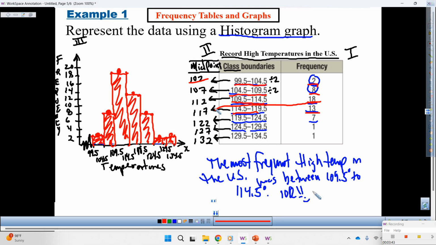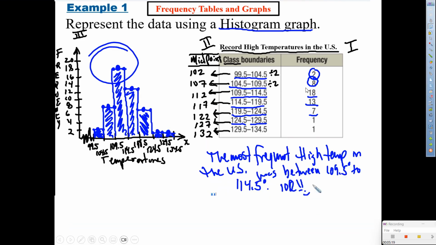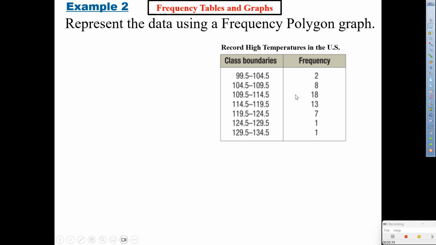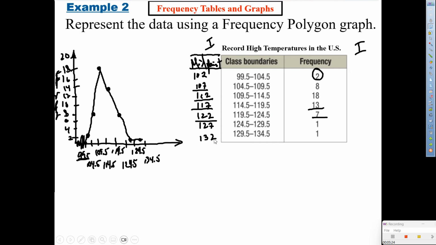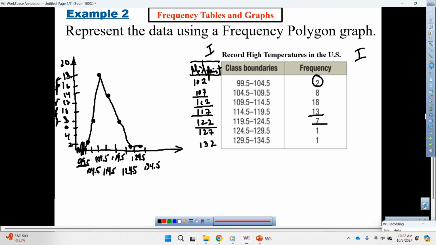Histogram. From there, we moved on to frequency polygon. Process is the same. You need a table. You need a midpoint. But this time, in order to create that polygon graph, all you need is the midpoint and the frequency and start plotting. So let me do that once again.